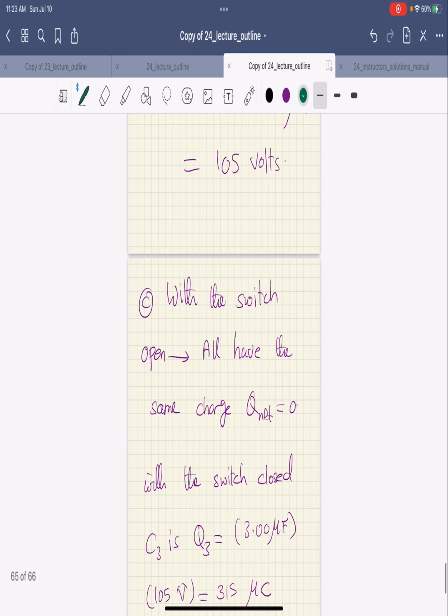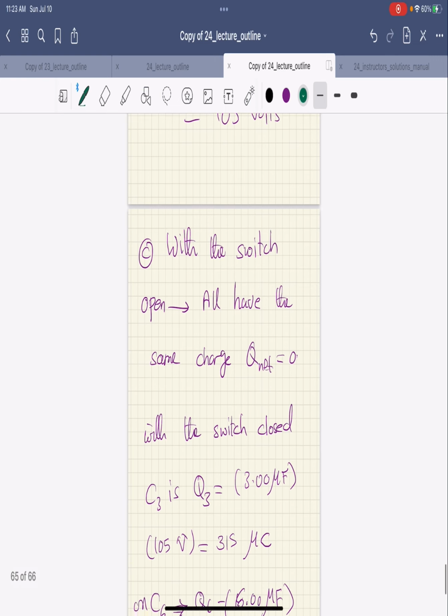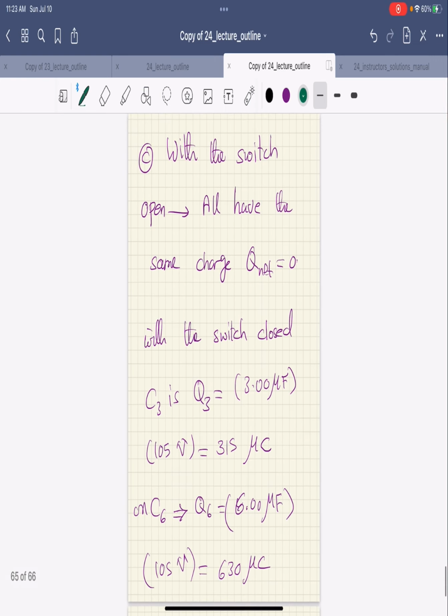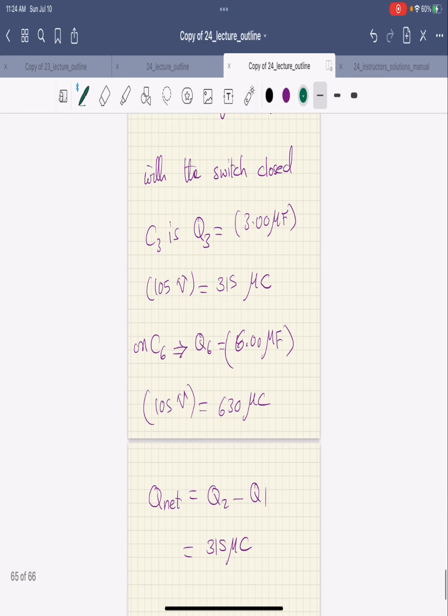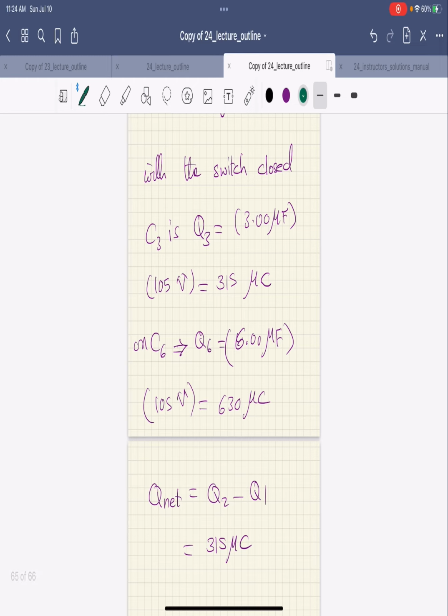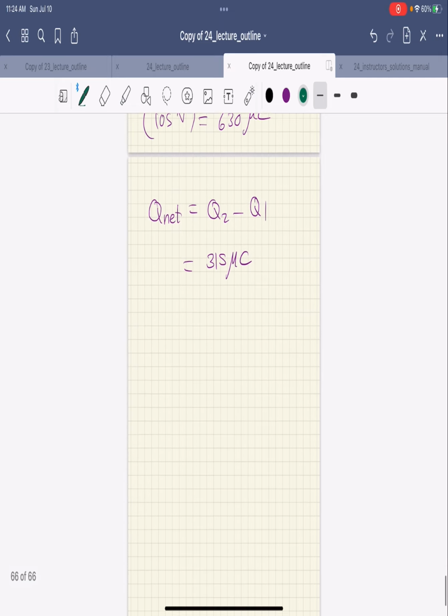Now for the last part, we are talking about the charge that did flow through the switch. When the switch is open, all have the same charge. Therefore, the Q net is going to be 0. And therefore, because the positive and the negative, they're going to cancel. With the switch closed, Q3 is going to be for the 3 microfarad 315 microcoulomb. And for the C6 is going to be 630. And therefore, the net charge is going to be 630 minus 315. And therefore, the net is going to be 315 microcoulomb.